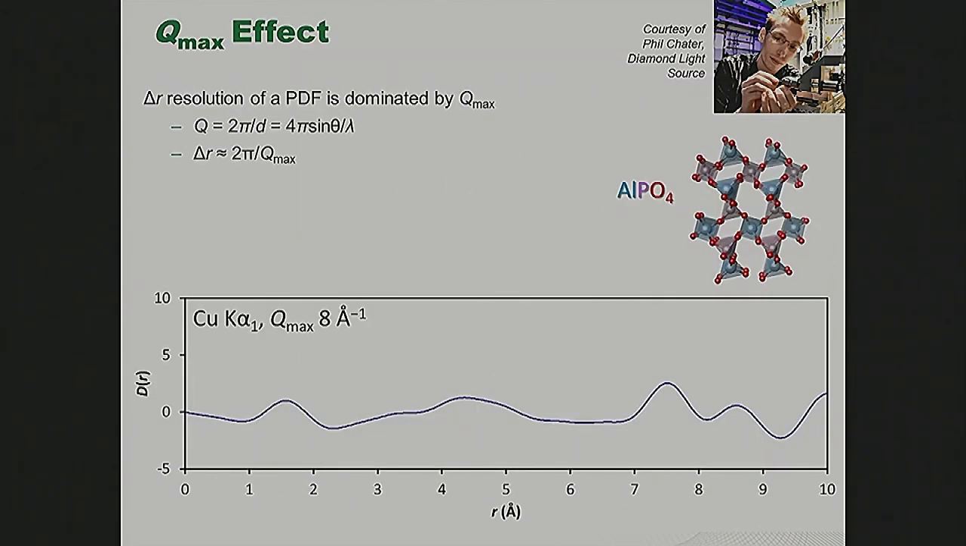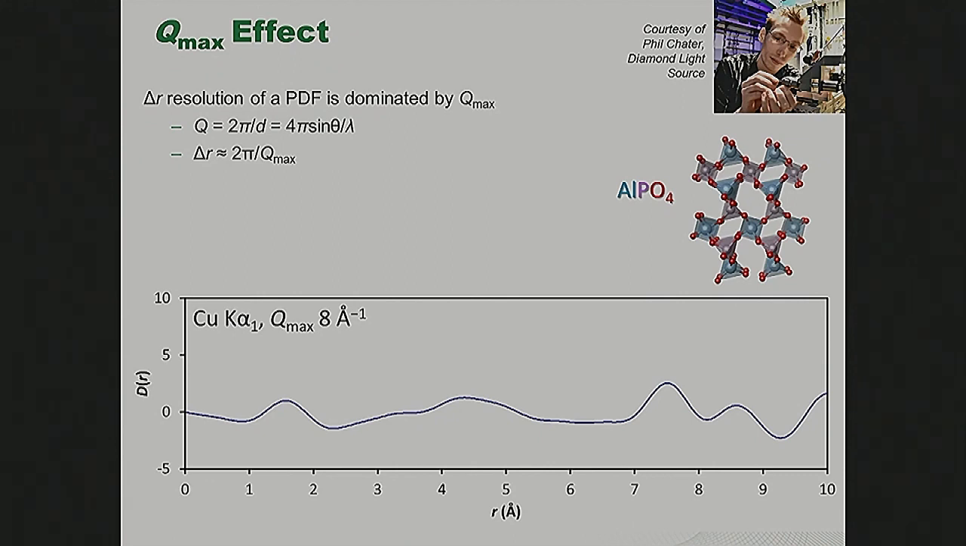So, okay. The other one to discuss is the maximum Q effect. You do have two effects. There's one that's just the Fourier termination you get with specific Q maximums by terminating the function. And that's just a simple sinc function convolution with all the PDF peaks. But the one I want to cover in more detail is this delta R resolution effect that's dominated by Qmax.